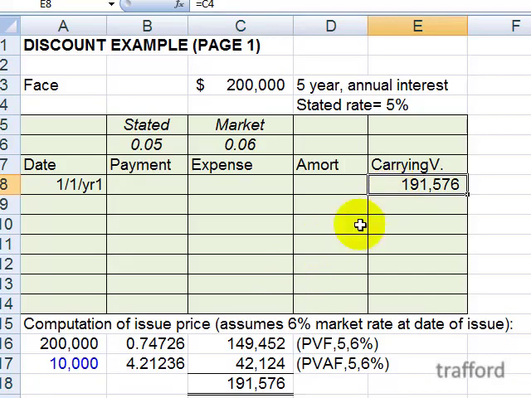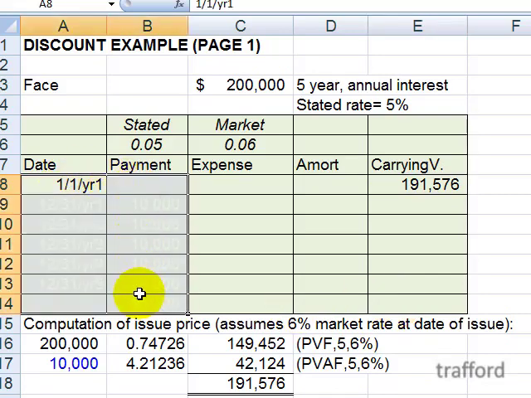At the maturity date, the carrying value of the bond must be equal to the face value of the bond. So this carrying value is going to get bigger and bigger over time until it reaches $200,000. Carrying value of a bond will always equal the face value of the bond at the maturity date. Well, what else do we know about this bond?